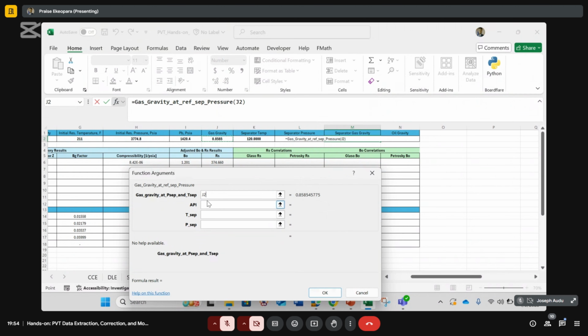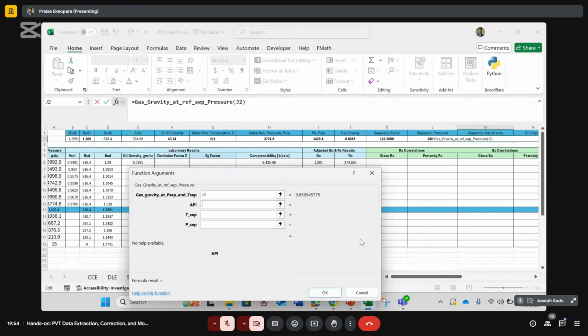Then API will be this API value that we have written here. Let me just scan over. This is the API that we have here. Then the separator temperature will be this. Then the separator pressure will be, no, will be this. Let me delete. The separator pressure will be 140.